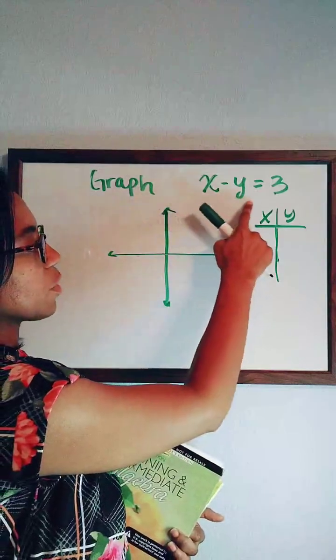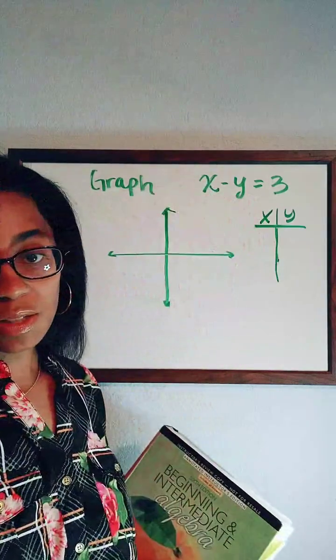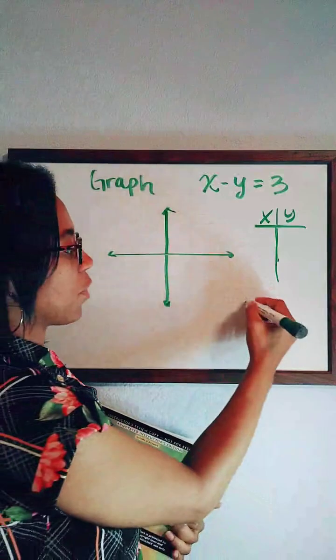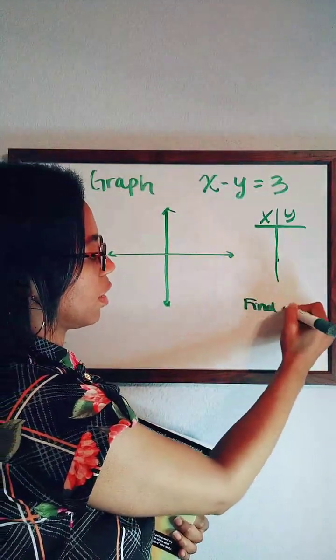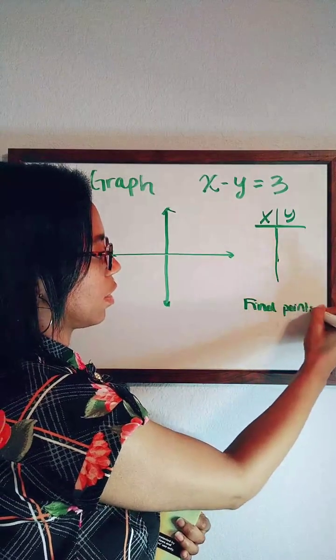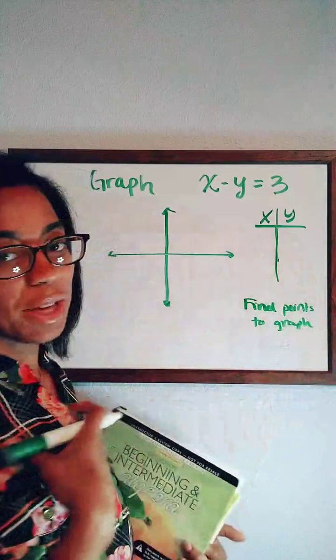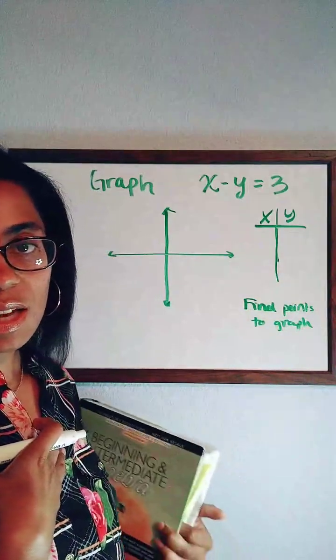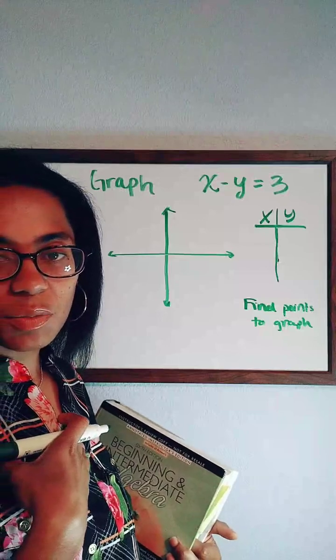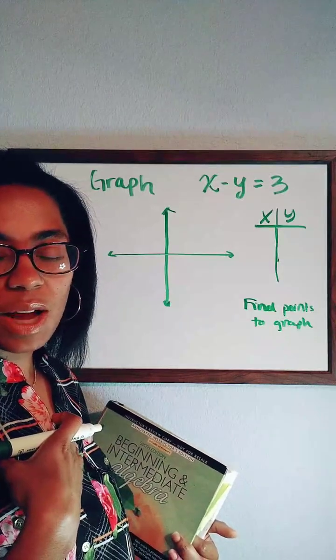So when you have x minus y is equal to 3, did anybody find points? Because you have to find points. You need to find points to graph. You only need 2. I always like to use the x. You said down 3 and up 1 to the right. Did you change it to slope-intercept form?